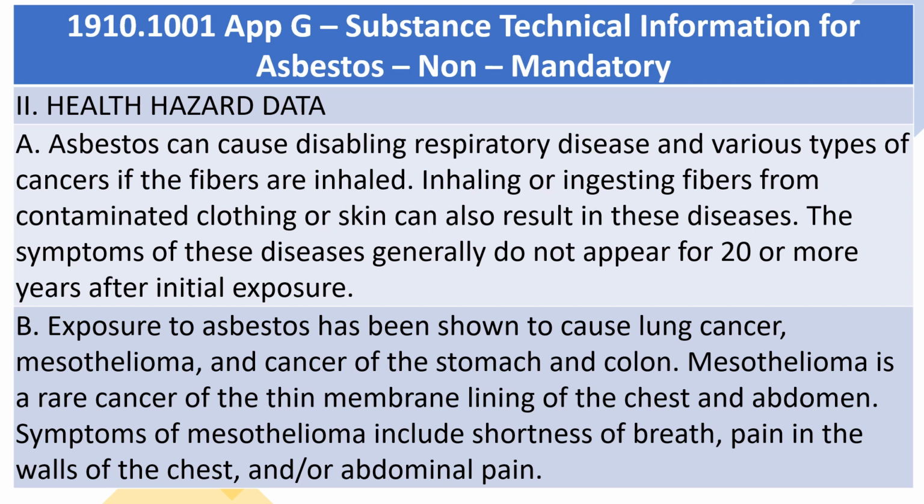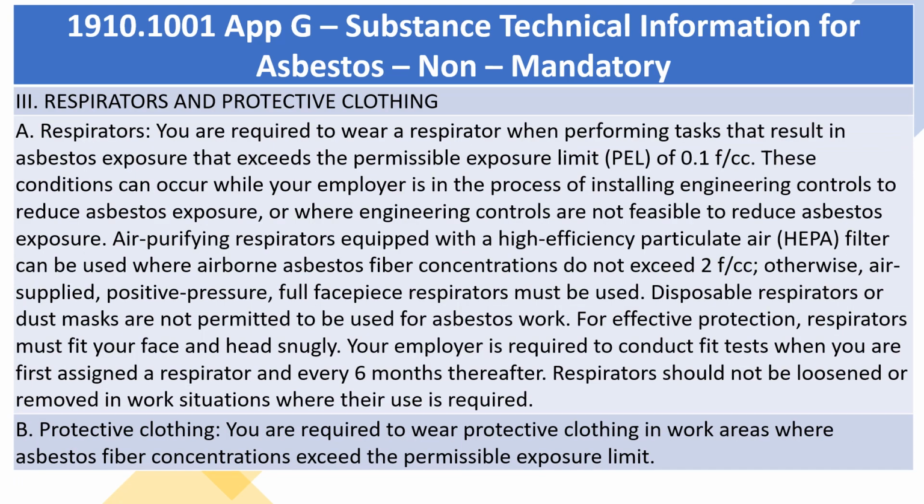B. Exposure to asbestos has been shown to cause lung cancer, mesothelioma, and cancer of the stomach and colon. Mesothelioma is a rare cancer of the thin membrane lining of the chest and abdomen. Symptoms of mesothelioma include shortness of breath, pain in the walls of the chest, and/or abdominal pain. 3. Respirators and protective clothing.